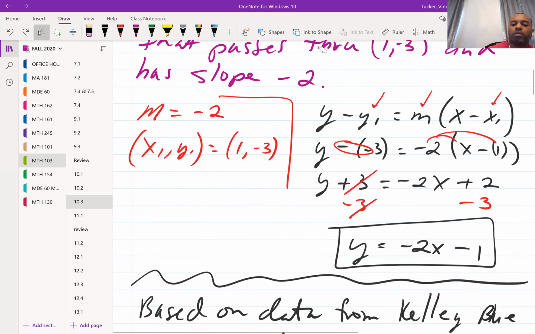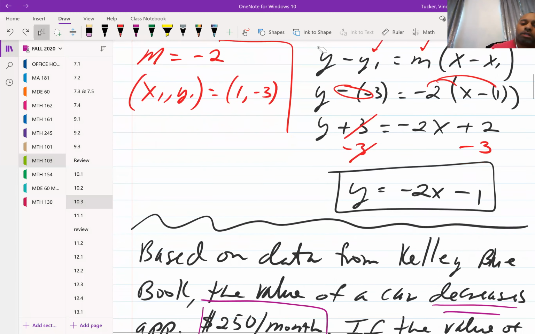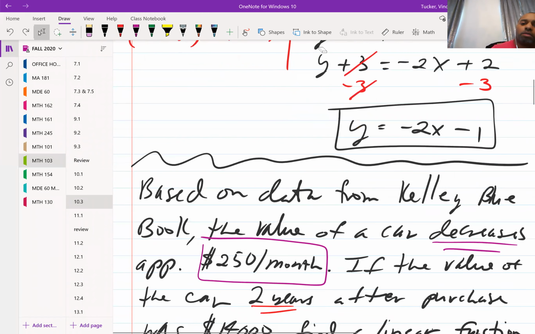All right, I'm going to scroll up. Now the next problem that we have is going to be very similar to what we just did, but it's going to be in word problem form. So we're going to have our point, which is x1, y1, and we're going to have our slope, but it's going to be, like I said, given to us in word form.